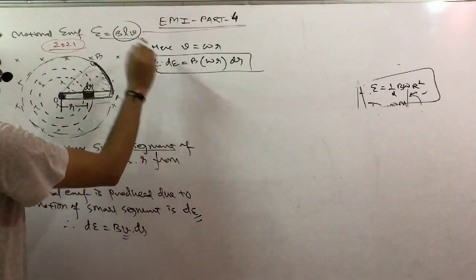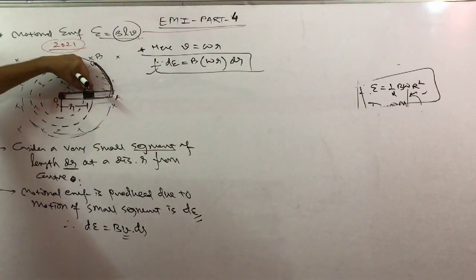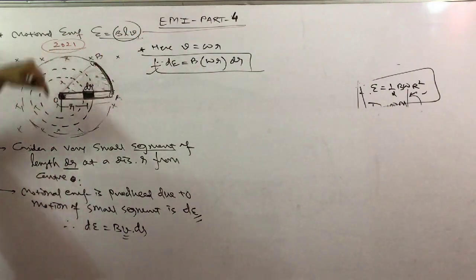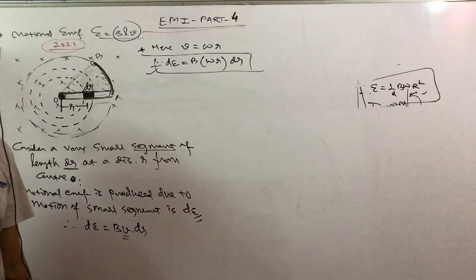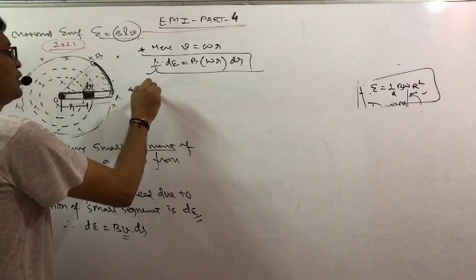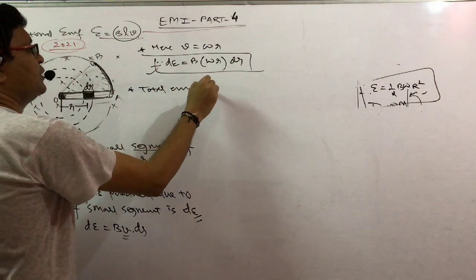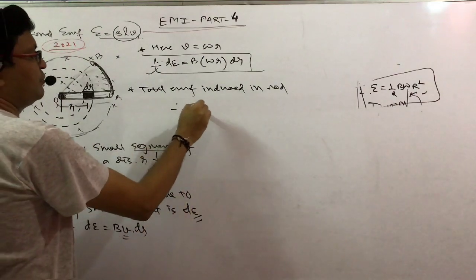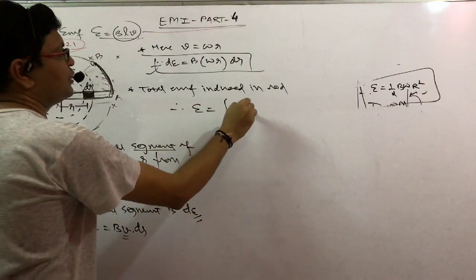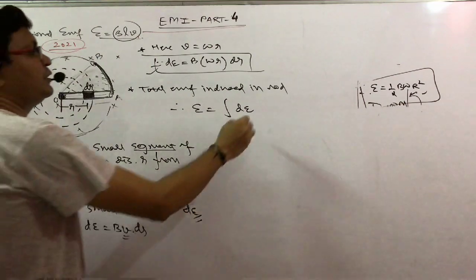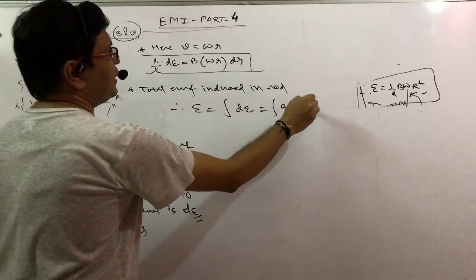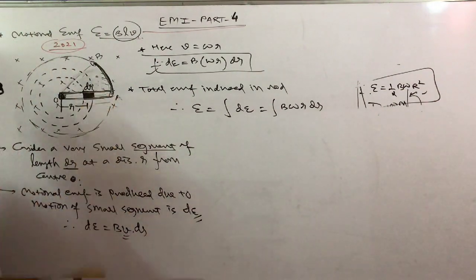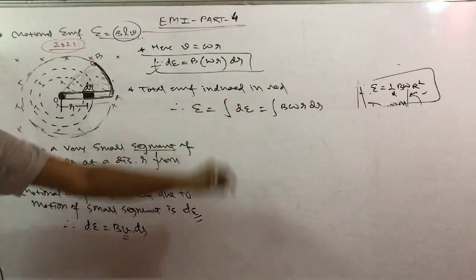So how can you find the total EMF? Obviously for a very small segment, the motional EMF is d epsilon. So if you consider the entire rod, you know that very well, we have to think about integration. So the total motional EMF induced in the rod, or across the rod, is given by epsilon equal to integration of d epsilon, that is B omega r dr. But we have to think about a finite length rod. You can see this length is finite, so what integration limit is required?